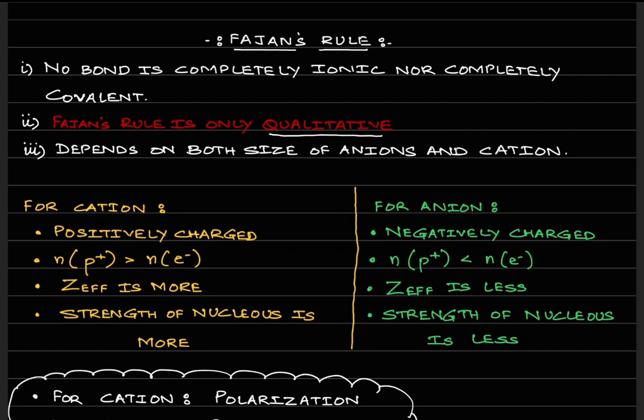Now Fajans rule is a very important rule to decide the covalent character of an ionic bond. Understand, the Fajans rule states that no bond is completely covalent or completely ionic. So that means you would have some amount of ionic character in a covalent bond and some amount of covalent character in an ionic bond.